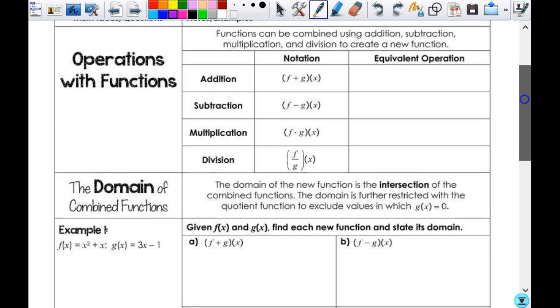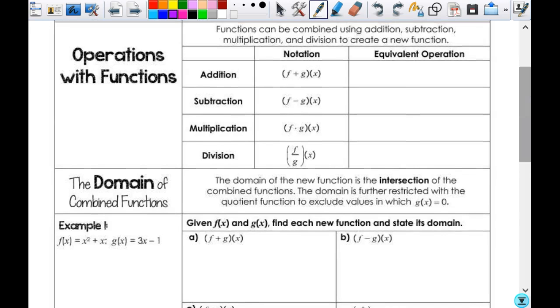All right, so functions can be combined using addition, subtraction, multiplication, and division. So we're combining them. This is not composition of functions. That's coming Monday. But we're combining just with addition, subtraction, multiplication, and division. And it can be notated differently than this. This is the way we're going to look at it right now, f plus g of x.